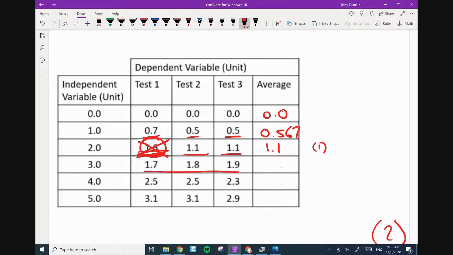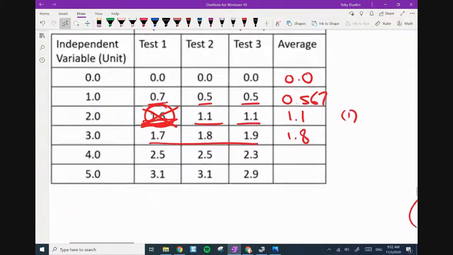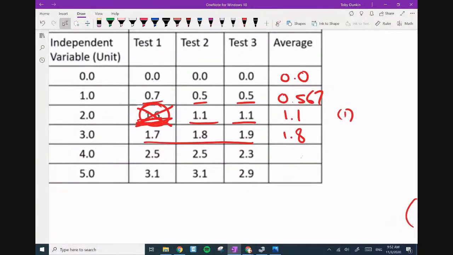These ones are all similar. So we've got 1.7 plus 1.8 plus 1.9. The average is 1.8, of course, the middle number. Next, 2.5 plus 2.5 plus 2.3 divided by 3 gives me 2.433. That'll do, 2.43.